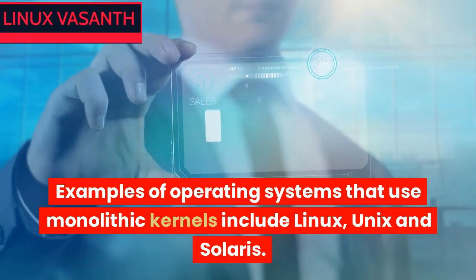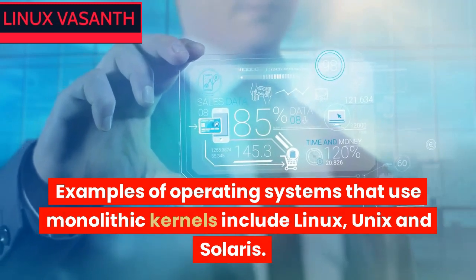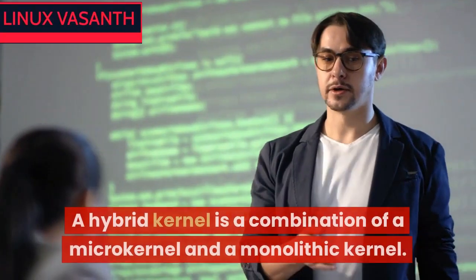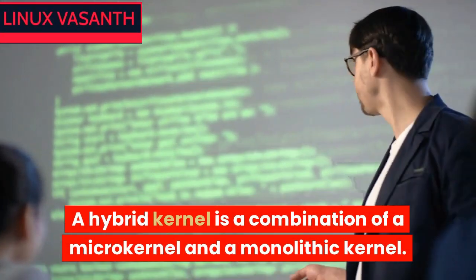Examples of operating systems that use monolithic kernels include Linux, Unix, and Solaris. A hybrid kernel is a combination of a microkernel and a monolithic kernel.